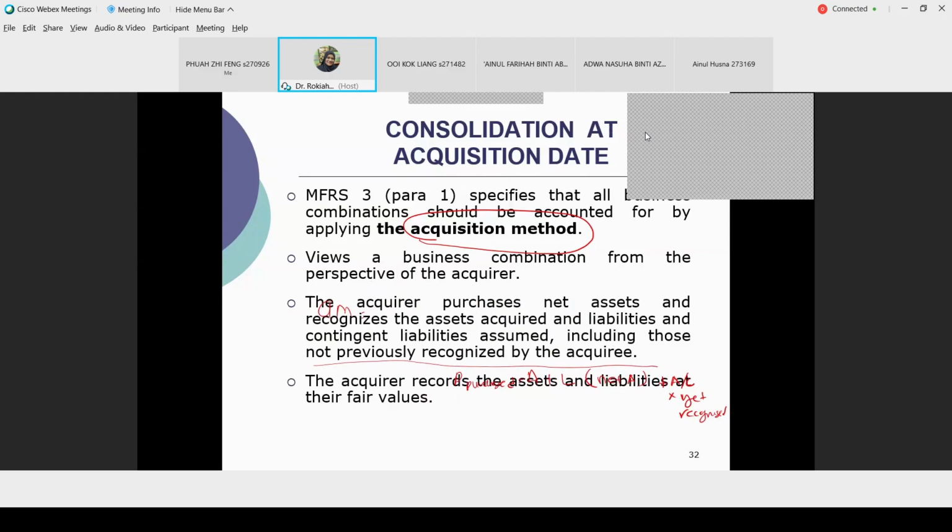And then it said that the acquirer records the assets and liabilities here at fair value. All the assets and liabilities here should be recorded at fair value. So using the acquisition method, we assume that the acquirer is going to purchase all the net assets. Net asset here is all the asset minus the liability, including those not yet recognized by the subsidiary. And then all the assets and liabilities here should be valued at fair value. Which value do you use here? Fair value at acquisition date.